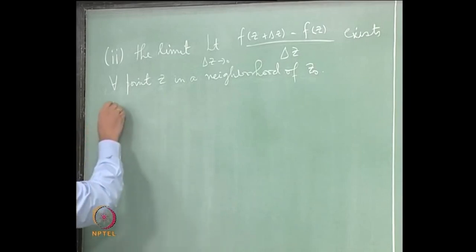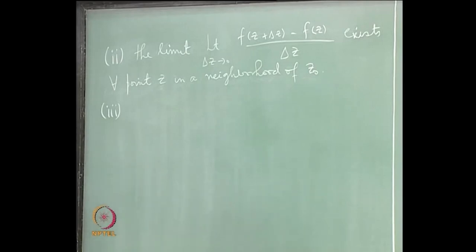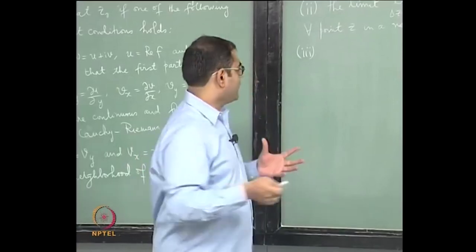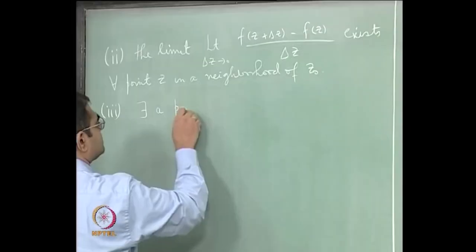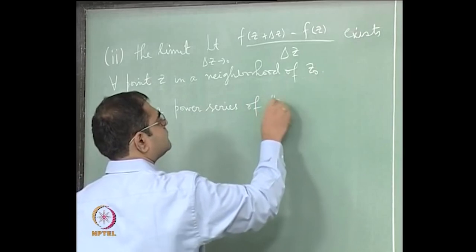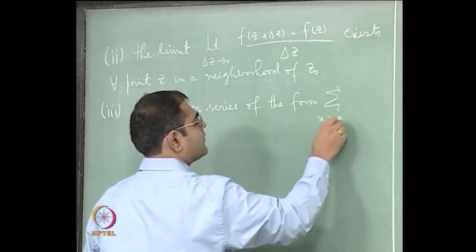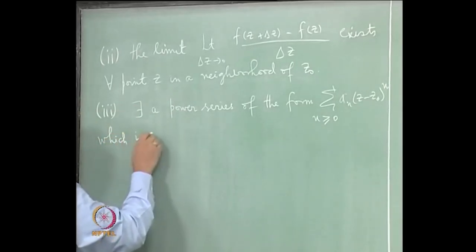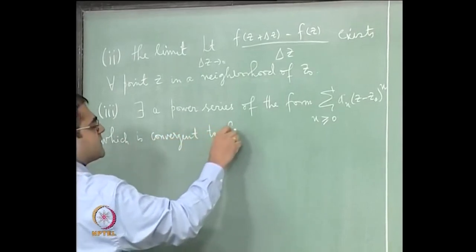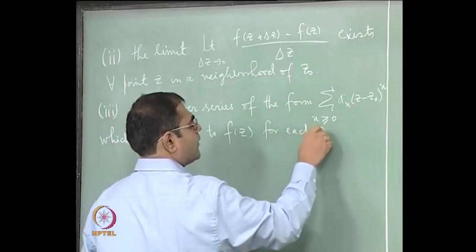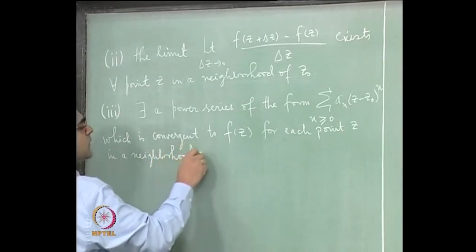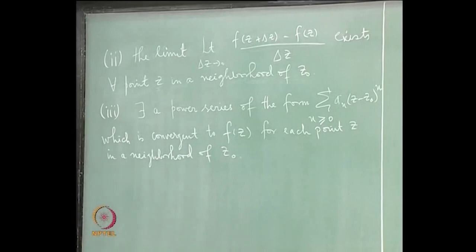And then the third condition, which is also often adopted, is that the function is represented by a convergent power series in a neighborhood of the given point z0. So let me write that down. There exists a power series of the form sigma n greater than or equal to 0 a n times z minus z0 to the power of n, which is convergent to f of z for each point z in a neighborhood of z0. So these are the three equivalent definitions of a function being analytic or holomorphic at a point.